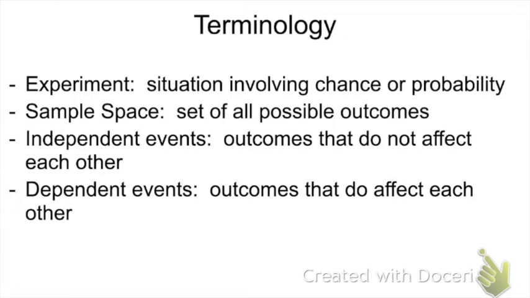And then we have dependent events, where the outcomes do affect each other. Let's say you had a bag of about 15 marbles, different colors. Once you pull one marble out, now there's only 14. You have affected the outcome for the next pick. As long as you don't replace it, you'll have a dependent event, because every time you remove something, there's one less that you could possibly get.